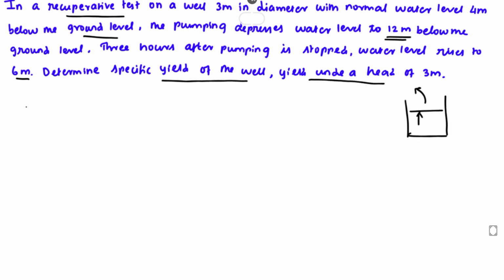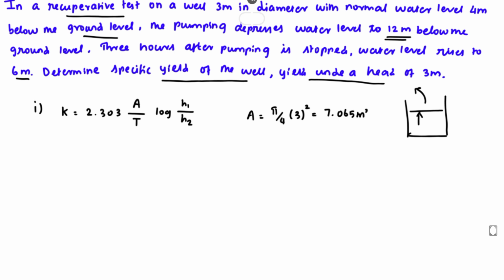Now we are using the formula to find out the yield. K equal to 2.303 into A divided by T into log H1 divided by H2. Okay, so this is the formula we can use. Now we can find out the area. Area equal to pi by 4 into 3 square, where 3 is the diameter of the well. So we got the value of 7.065 meter square. Then time is 3 hours, as given, after which the pumping will be stopped.